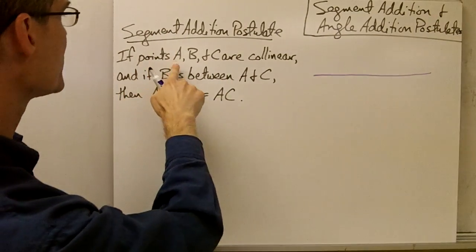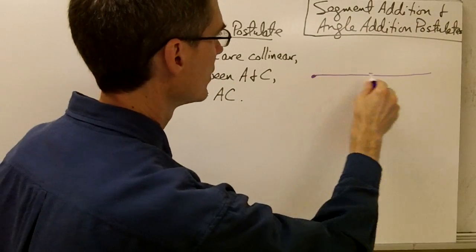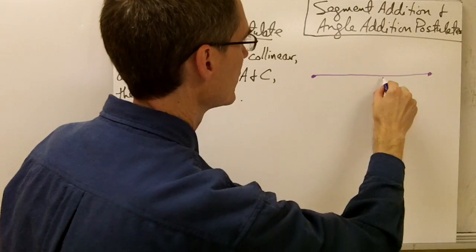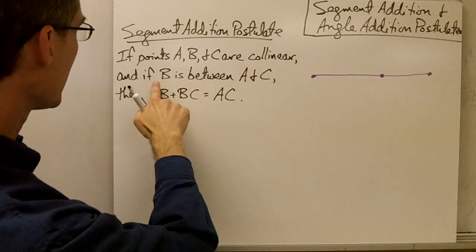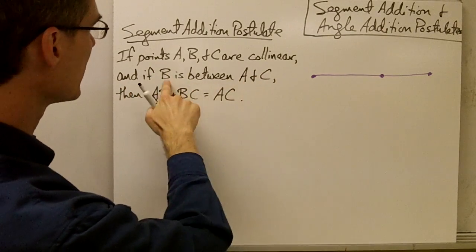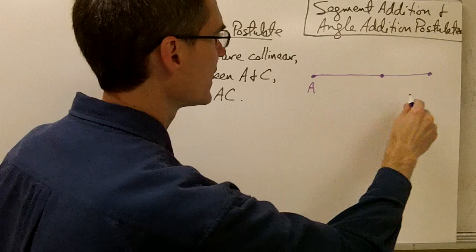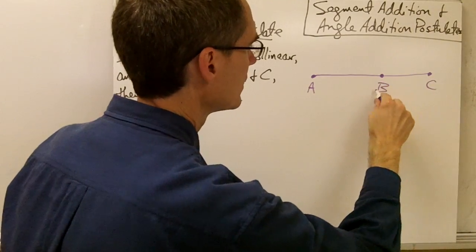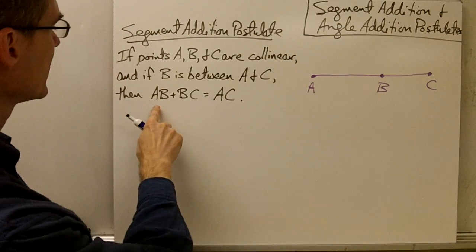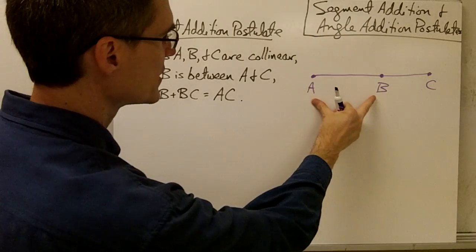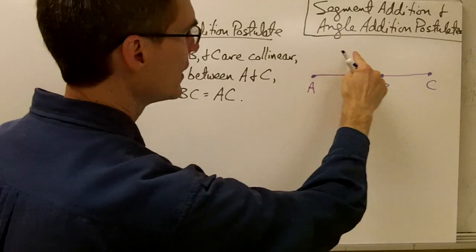Our postulate says if points A, B, and C are collinear. So let me draw 3 points that are collinear. Here's a line, and here are 3 points on this line. I've got A, B, and C, they're collinear, and I'm also told one of the points is between the other 2. So point B is going to be between points A and C. So according to this postulate, the length of segment AB, this distance here, plus the length of BC, this distance here, is going to equal this whole distance.